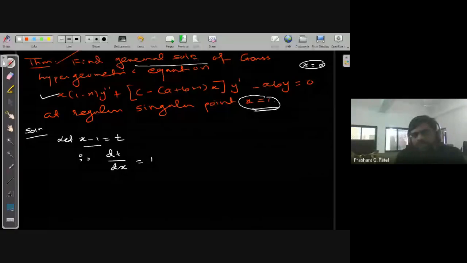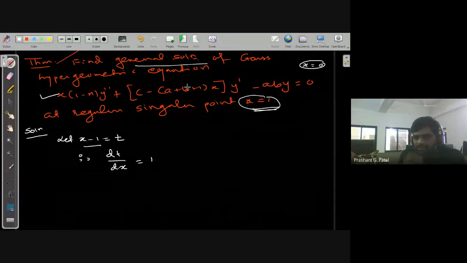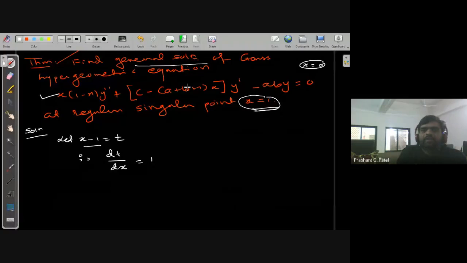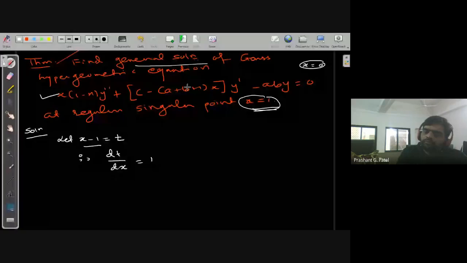So what we are doing, we are shifting our coordinates to x is equal to 0. So we will convert this whole differential equation in terms of t. And whatever the new equation we get, in that equation, the regular singular point will be t equal to 0. So we are shifting our coordinates to the point x is equal to 1. So whatever the new equation we construct will have the regular singular point at 0, and for that we will proceed to the next step.